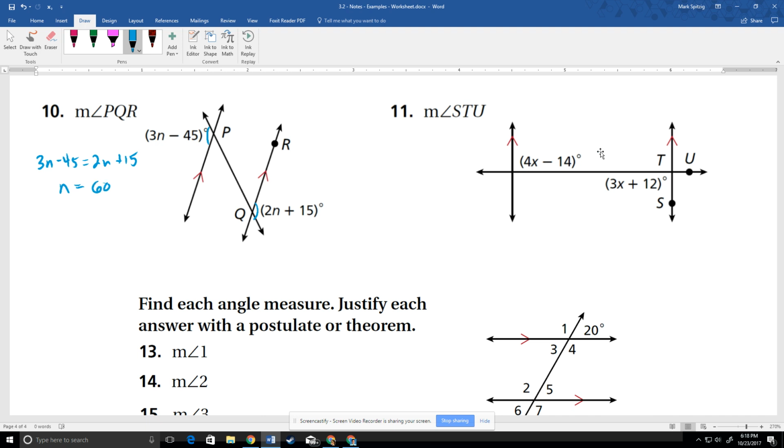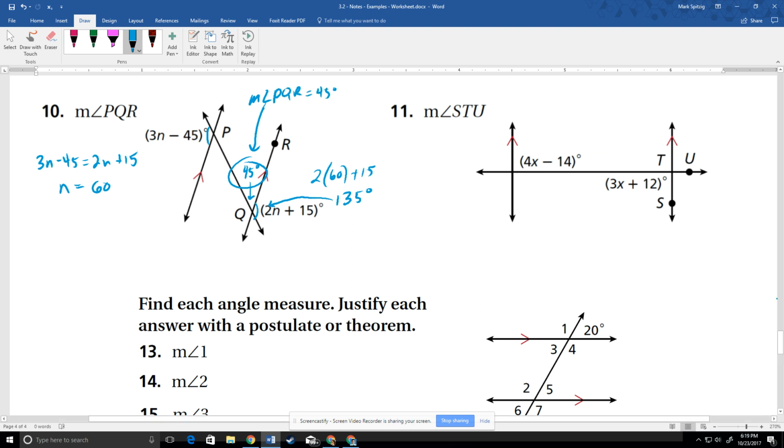All right, so if n is 60, which one are we trying to find? PQR. So actually we're trying to find this angle right here. There's nothing to plug it in directly, but if I plug it in here and find this angle, well, we should know that those are a linear pair. So that should be fine. So we'll say 2 times 60 plus 15. So 120 plus 15, 135 is this measure right here, right? So if that's 135, we can subtract from 180 and get 45 for right here. So the measure of angle PQR equals 45 degrees.